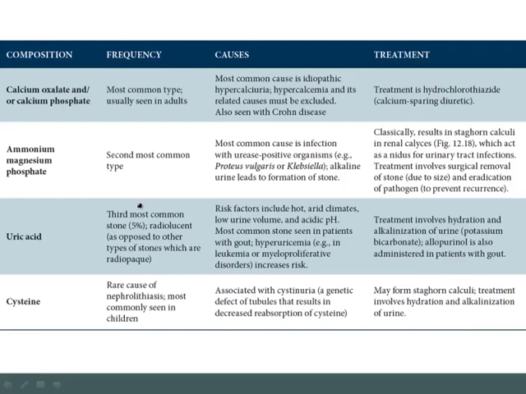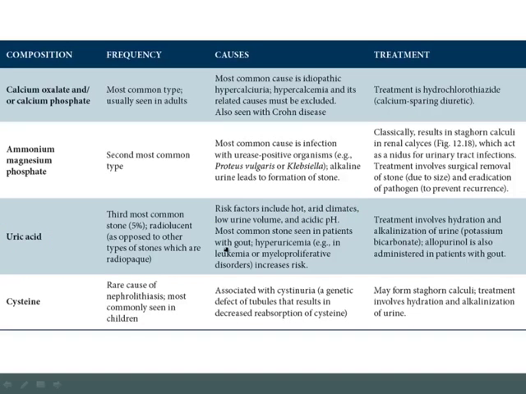The third most common type of stone is a uric acid stone. Now this stone is radiolucent, which means that it would not be visible on X-ray. And that's important because the other types of stones that we just talked about, the calcium stone and the AMP stone, would be seen on X-ray. Now the risk factors for the uric acid stone are hot, arid climates, low urine volume, and acidic pH. All of these things increase the risk of uric acid stones.